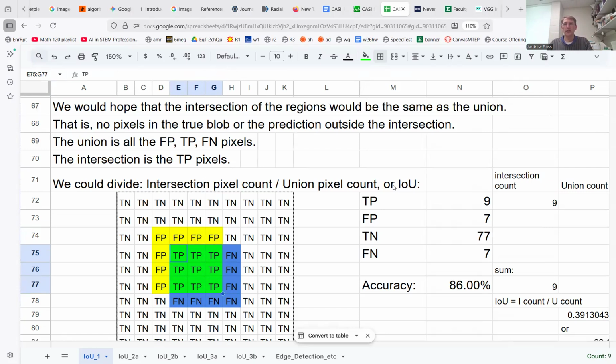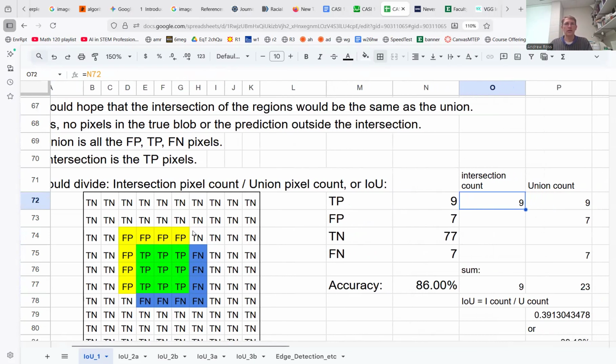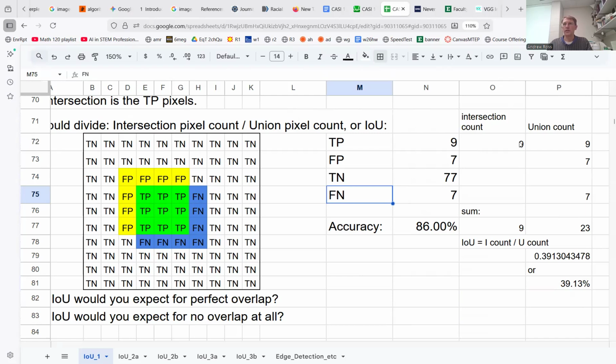And then we could say, well, we got, let's say, 9 in the intersection. How many in the union here? It was all the true positives, false positives, and false negatives. So how many pixels were in the intersection, a total of 9. How many pixels were in the union, a total of 23. And then do intersection over union, or IOU, which is the intersection count divided by the union count. When we do that division, we get 0.39 or 39%.